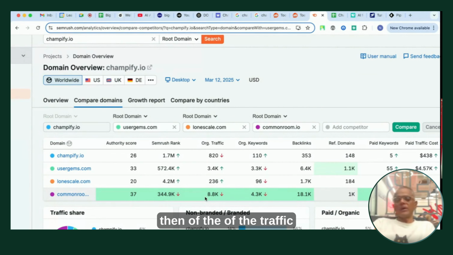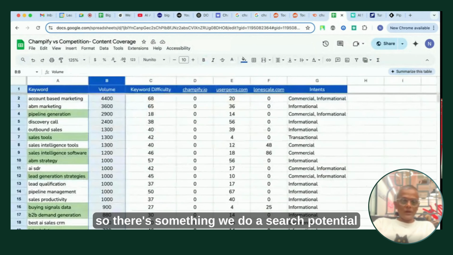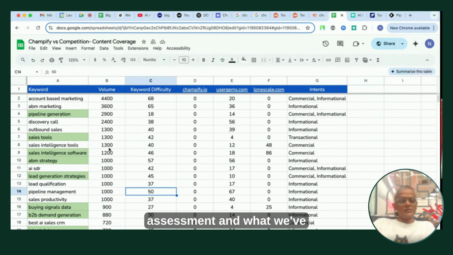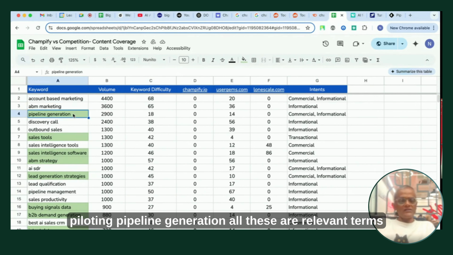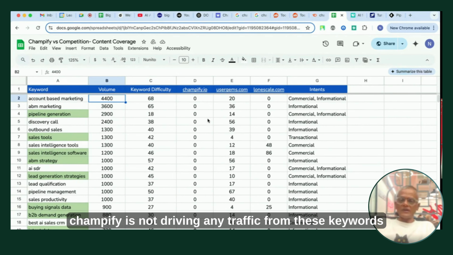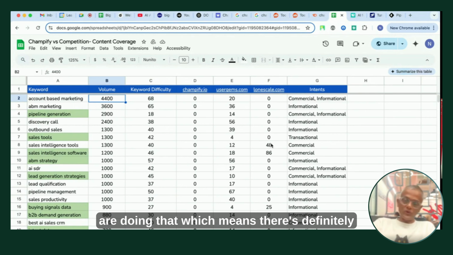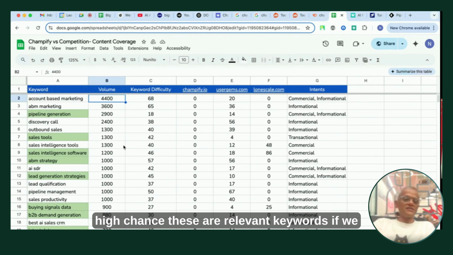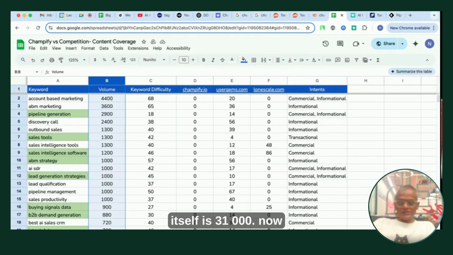How do we make that assessment then of the traffic potential? We need to head over to keyword analysis, and that's what we've got here. We do a search potential assessment, and what we've got here is terms like account-based marketing, ABM marketing, pipeline generation. All these are relevant terms. Here is the search volume per month, and Champify is not driving any traffic from these keywords, but User Gems or Loan Scale are doing that, which means there's definitely a high chance these are relevant keywords. If we just do a sum total of the search volume, this itself is 31,000.